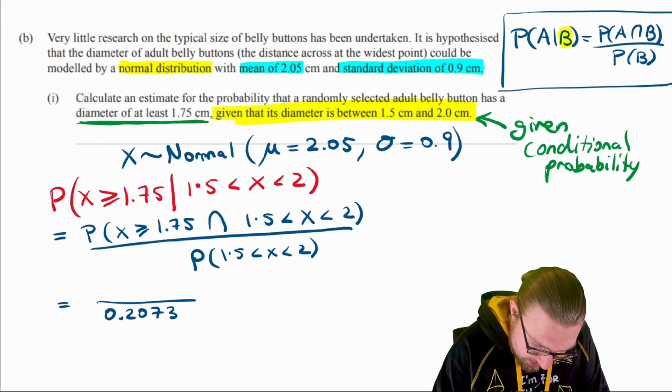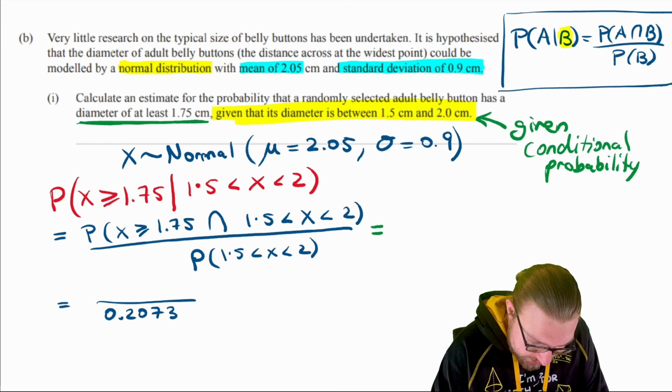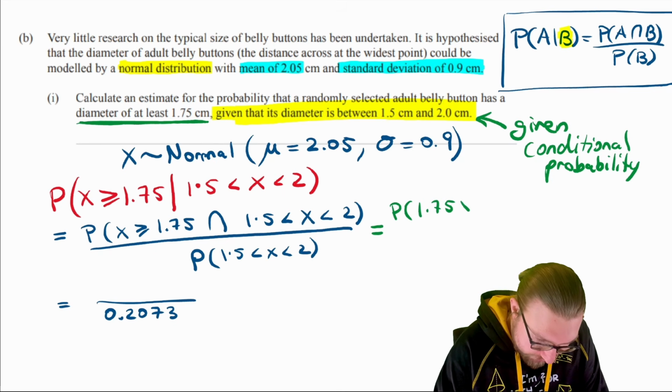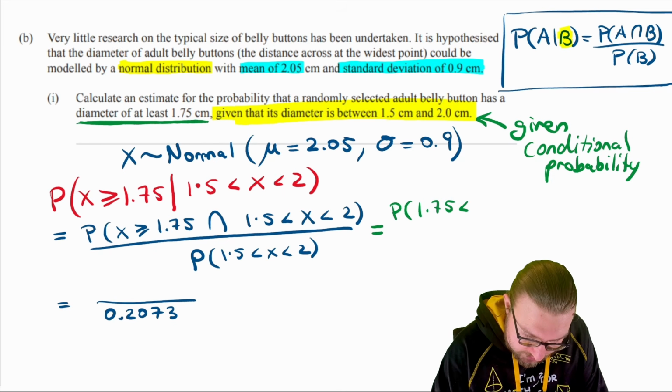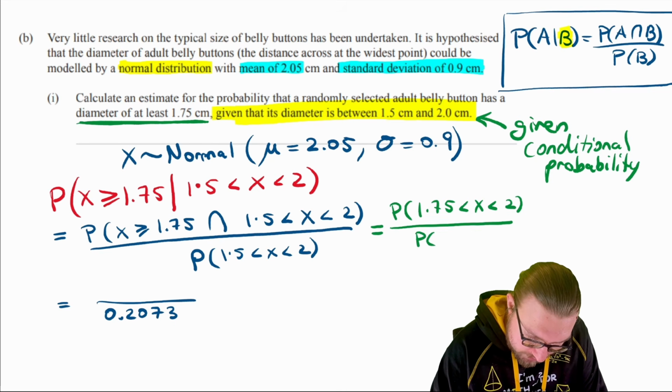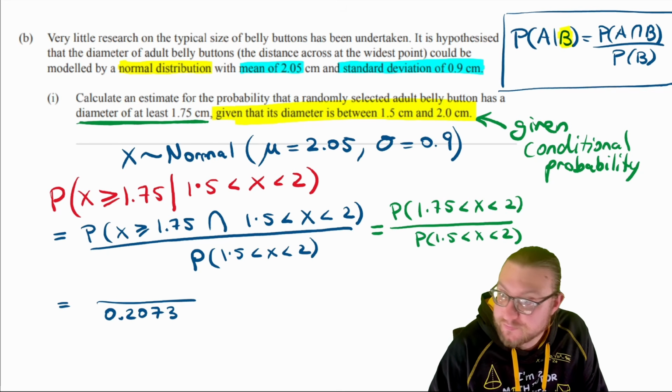So on here, I'll make a note at the top. This is the probability that x is between 1.75 less than or equal to x less than 2. And again, the equal sign doesn't matter. Divided by the probability of being between 1.5 and 2.